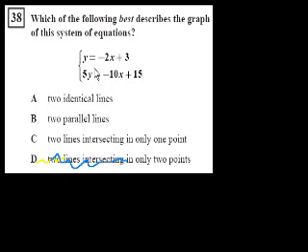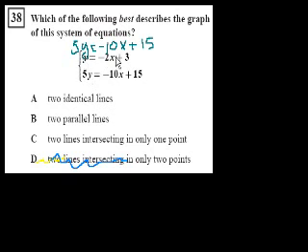Okay, now let's look at these two. I have a y here and I have a 5y here. Let's multiply this top equation times 5 and see what it looks like. If you multiply the left-hand side by 5, you get 5y. I'll do it up here. You get 5y is equal to 5 times minus 2, which is minus 10x, plus 5 times 3, which is 15.